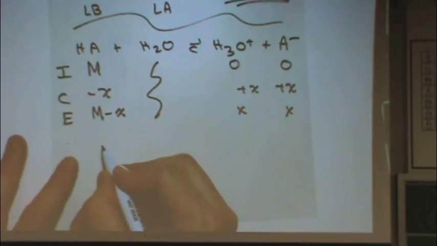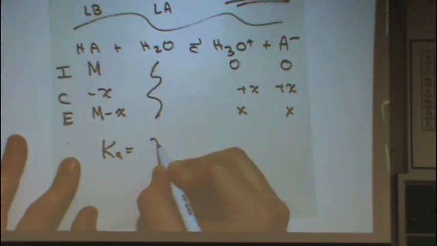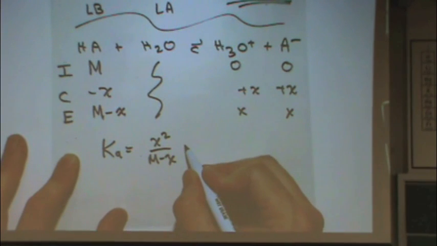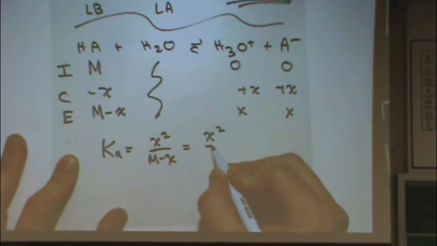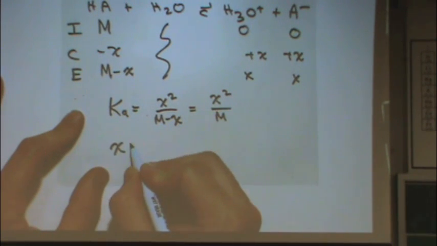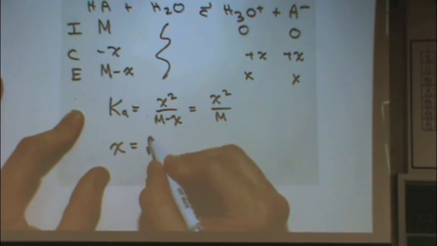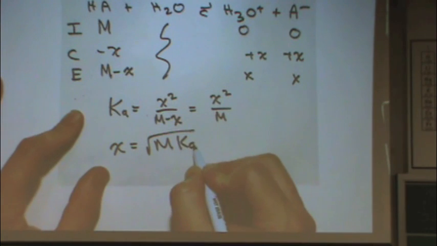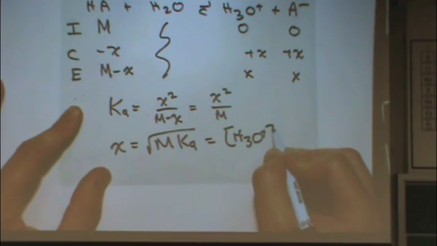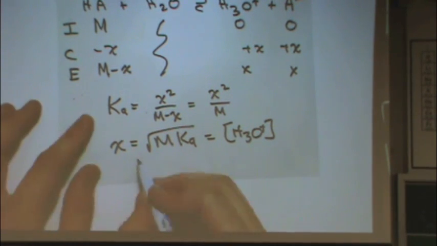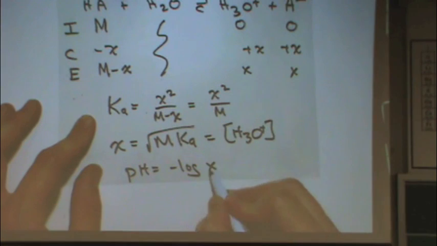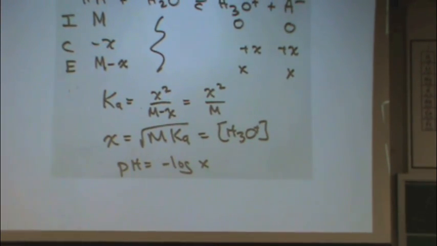And you'll get something like that, and you'll say, okay, Ka is x squared over M minus x. And you'll assume x is small, so you get x squared over M equals Ka. And then eventually you'll just say, okay, the square root of both sides, x is the square root of M Ka. Something like that, and this will equal the H3O plus concentration. So you're going along that route, and then you'll finally say pH is the negative log of the H3O plus, or x. That's a pretty typical problem.